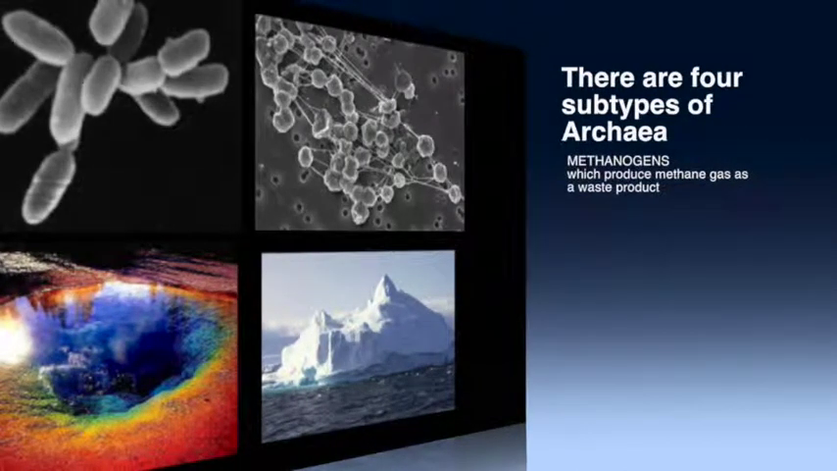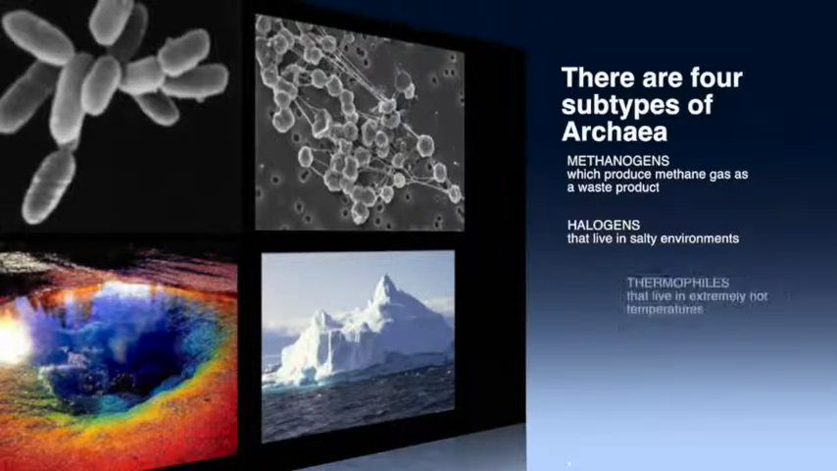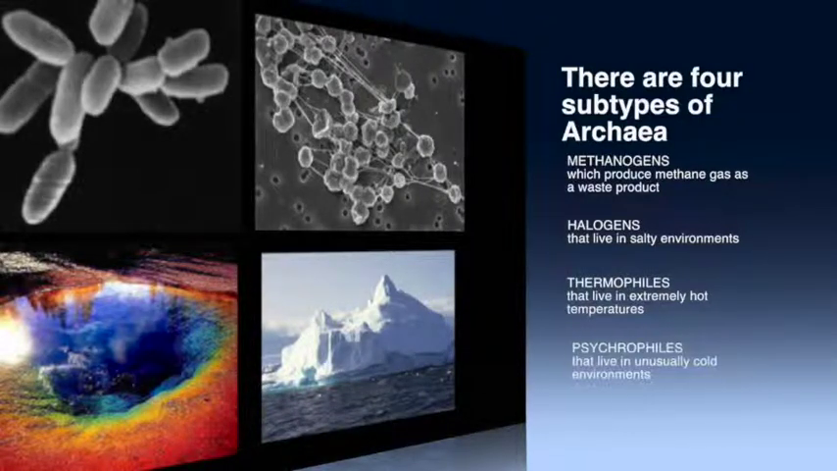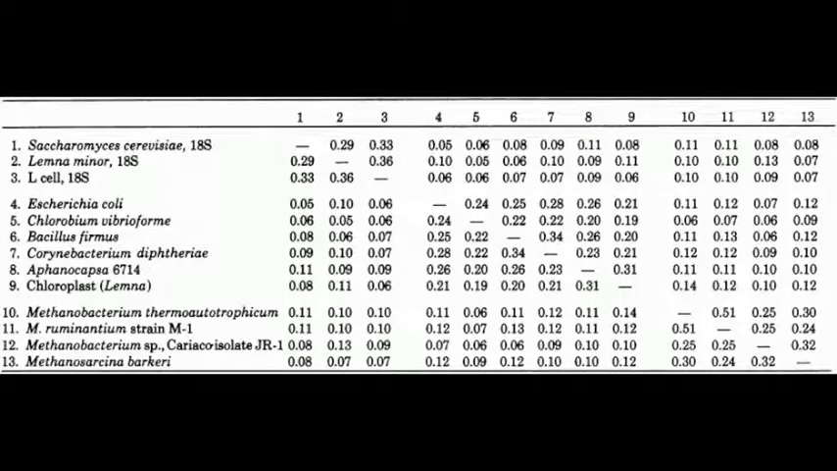They are methanogens that produce methane gas as a waste product, halophiles that live in salty environments, thermophiles, which live in extremely hot temperatures, and psychrophiles that live in unusually cold environments. Within the data table, it is shown that the selected organisms can be branched into three different categories or kingdoms based on the ribosomal DNA that was found in each organism.